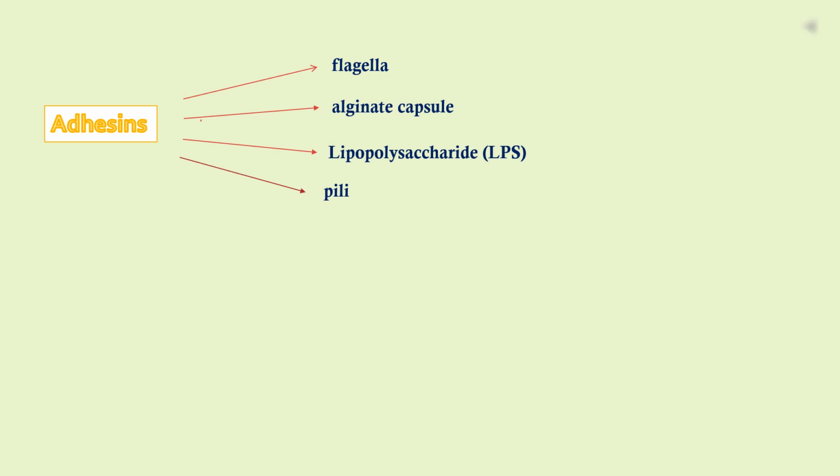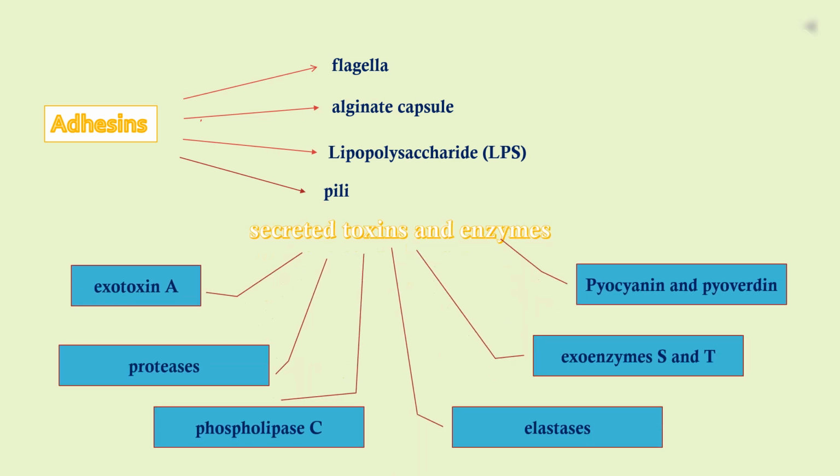Pseudomonas aeruginosa also has secreted toxins and enzymes. Several toxins and enzymes like exotoxin A, proteases, phospholipase C, elastase, exoenzymes S and T, pyocyanin, and pyoverdin. Don't worry, we will discuss all of these in this video.